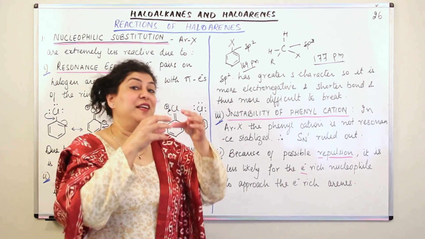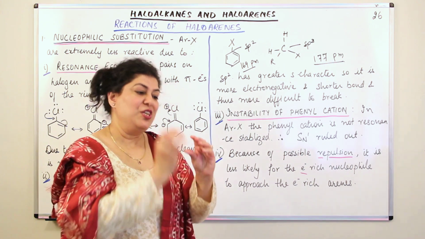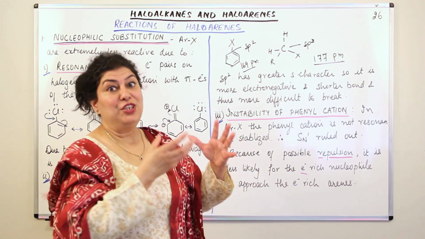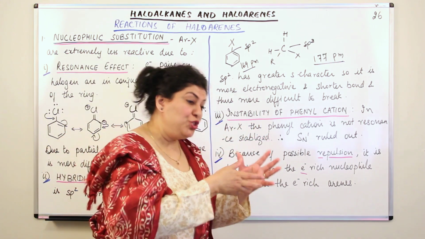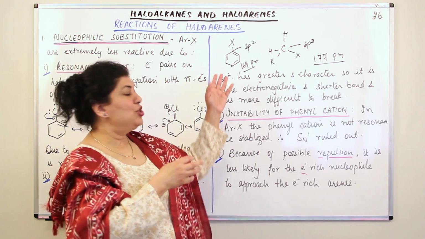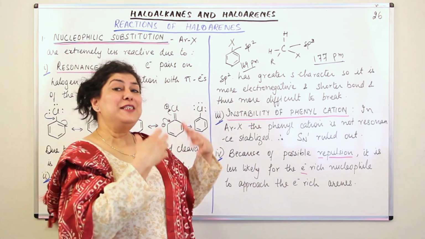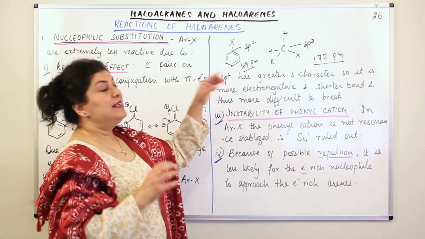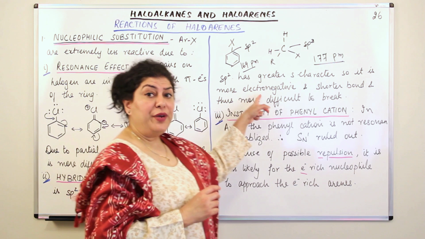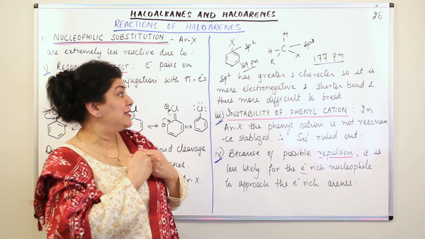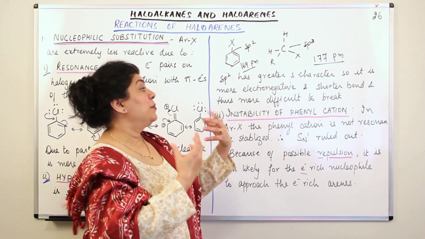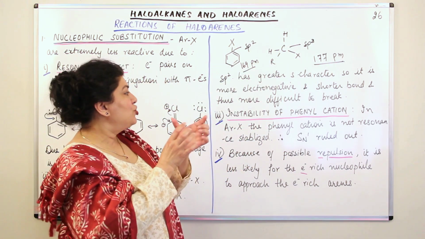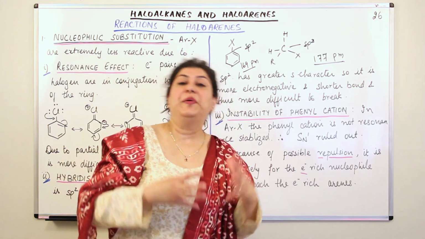The shorter the bond, the greater the s character, more attraction for the electrons. The stronger the attraction, the more difficult it is to remove the halogen, because when a nucleophilic substitution is taking place, a nucleophile is attacking, but the halogen also is going to leave as a negatively charged particle. So we say sp2 hybridized carbon has a greater s character. So it is more electronegative. Electronegative means tendency to pull the shared pair of electrons towards itself. So this carbon is more electronegative in comparison to sp3 hybridized carbon. It is more electronegative and the bond is shorter. Thus it makes it more difficult to break such a bond.